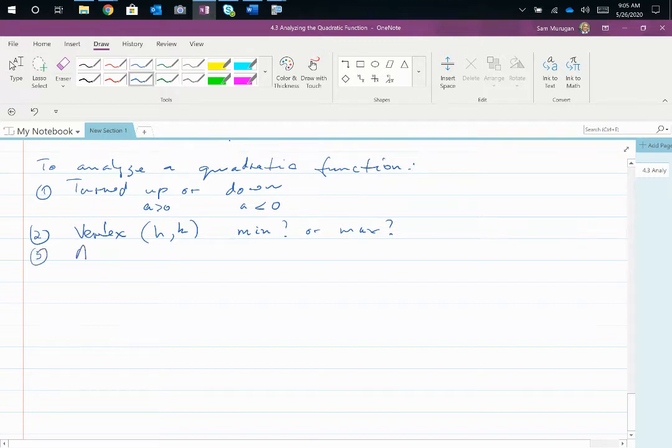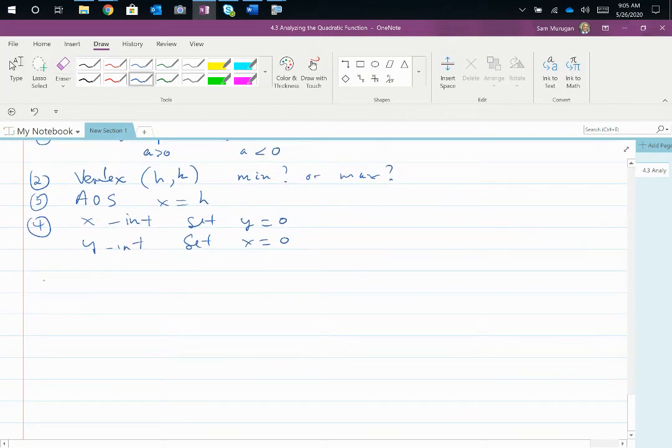3, find the axis of symmetry, which is x is equal to the h value of the vertex. 4, the x-intercept, set y equal to 0, and the y-intercept, set x equal to 0. 5, find the domain. Now, the domain of the quadratic function, as we know from previous chapters, is negative to positive infinity, all real numbers.